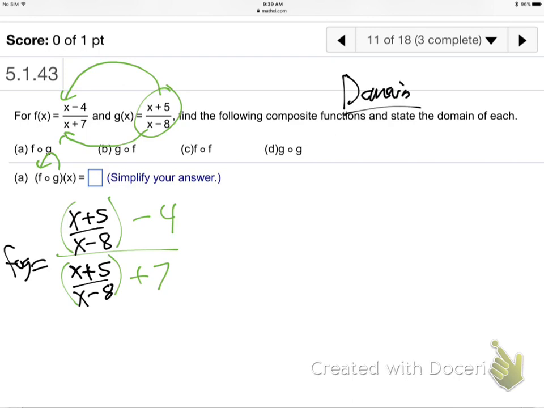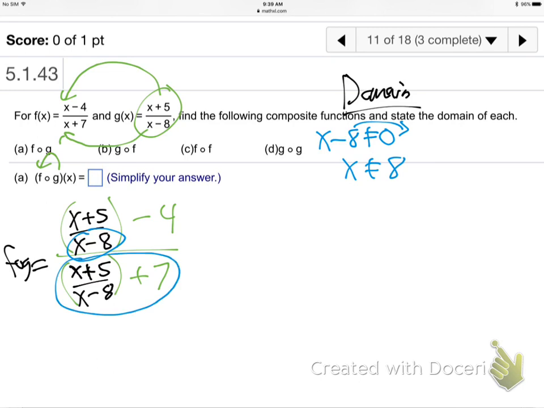So what do you do for a domain? Circle every denominator, little and big, and set it not equal to 0, as you know. So we've got x minus 8 not equal to 0. That's an easy one. So x is not 8. And then the entire denominator.